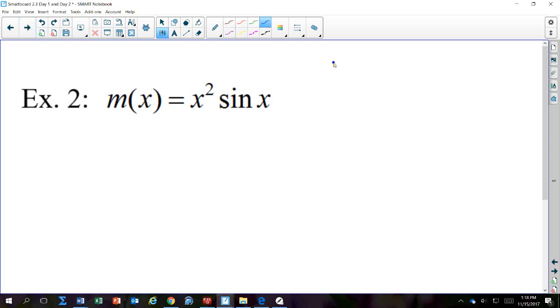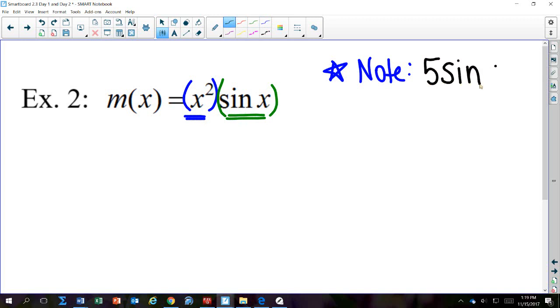I want you to notice that this is really two functions being multiplied together. See how I have a variable here and then sine x here? That is different than what we've done in the past. In the past, we've done things like 5 sine x. See how there was not a variable out front before? It was just a constant. Two different things. If it's just a constant out front, just take the derivative of k sine x. The derivative of this would be 5 cosine x, right?